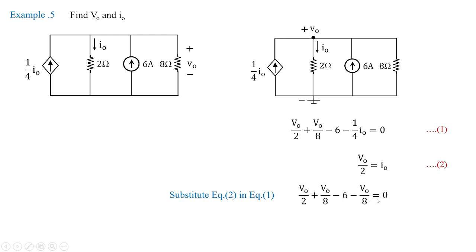So V0 by 8 is equal to 0. Positive V0 by 8, negative V0 by 8, they cancel each other, and we're left with V0. So V0 becomes 12 volts, because 6 goes to the right hand side and 2 multiplied with 6 becomes 12 volts. Once the value of V0 is obtained from equation 2, you can get the value of I0, which is nothing but equal to 6 amperes.